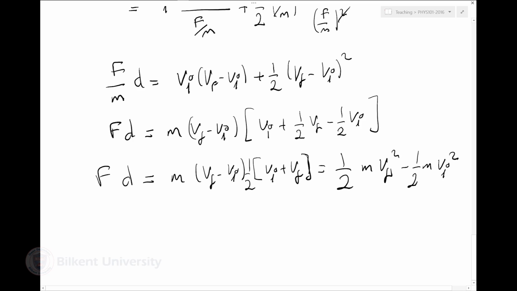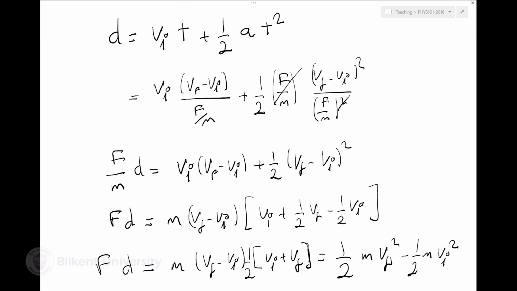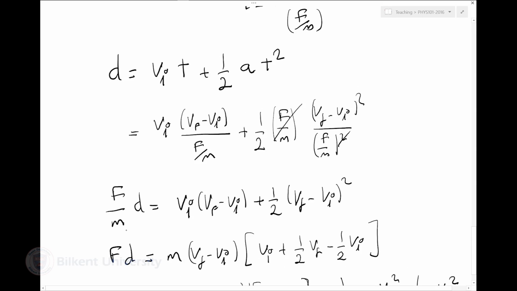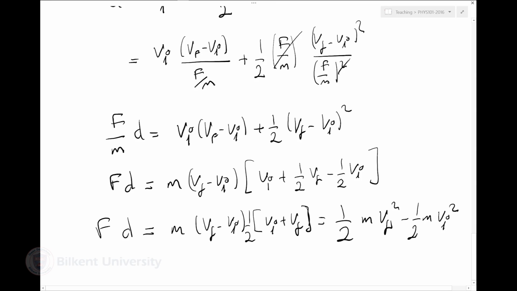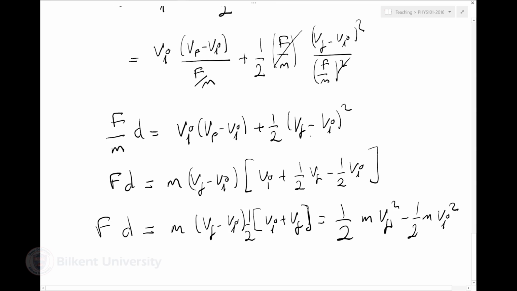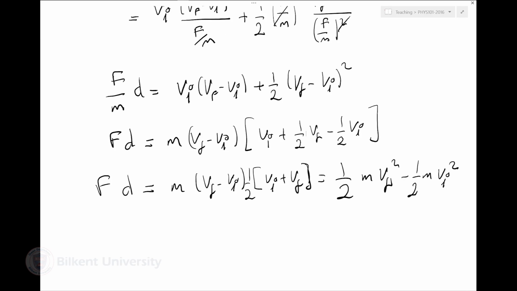That was a question. Yes. Which one? When you first derived FD. Here? No, one below. Let's see. I'm taking Vf minus Vi out. So I have Vi plus 1/2 Vf minus Vi, which is, I think it's correct. Come and ask me at the break.